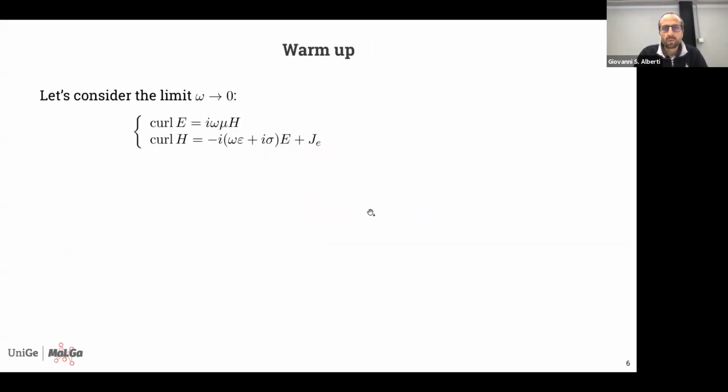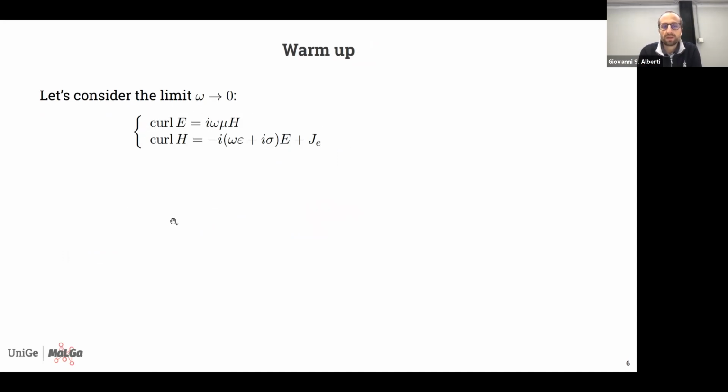So let me just warm up a little bit so that we understand what kind of problems we face when studying this type of regularity theorems. So let's consider the limit as the frequency goes to 0. This is the low frequency limit in Maxwell's equations. As you will see in a second, this is a very well-known situation. So let's see what happens.